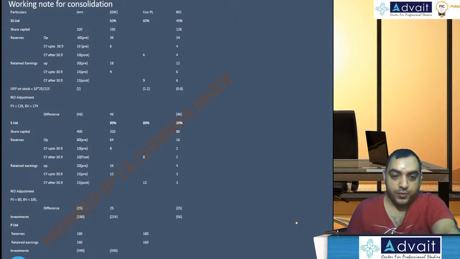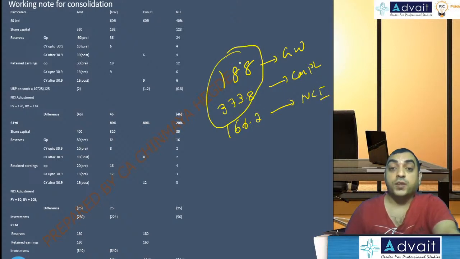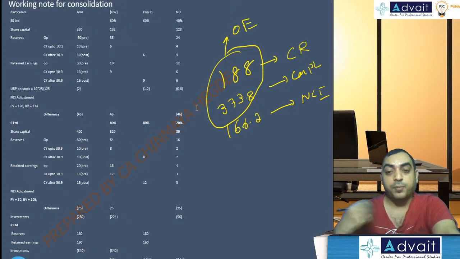Okay, so the total will come to 188. That is the goodwill column. Then the second, ConPL, 373.8, and NCI 166.2. But in the exam, you have to write both of them. Positive number means actually it's not goodwill, it's a capital reserve, gain on bargain purchase, capital reserve. So you should write it as the sum of these two, 188 plus 373.8.